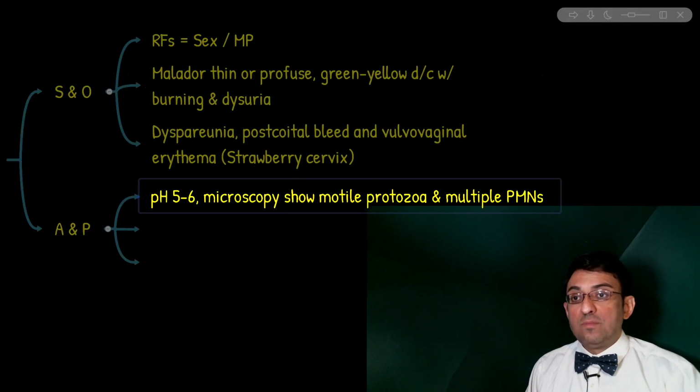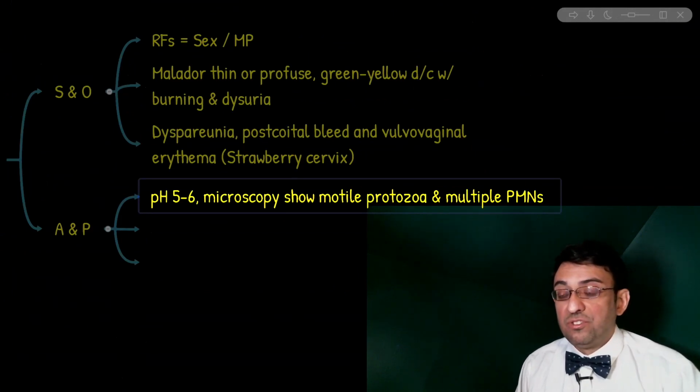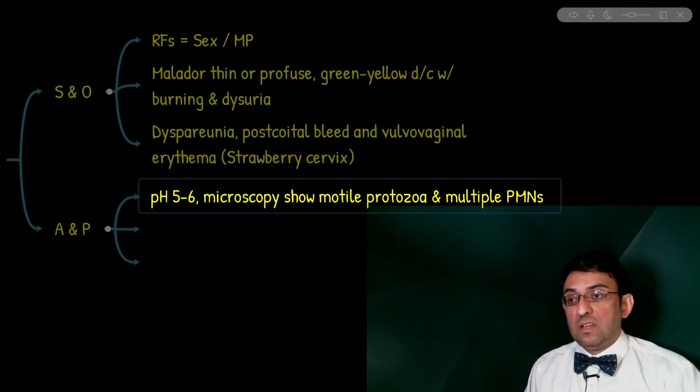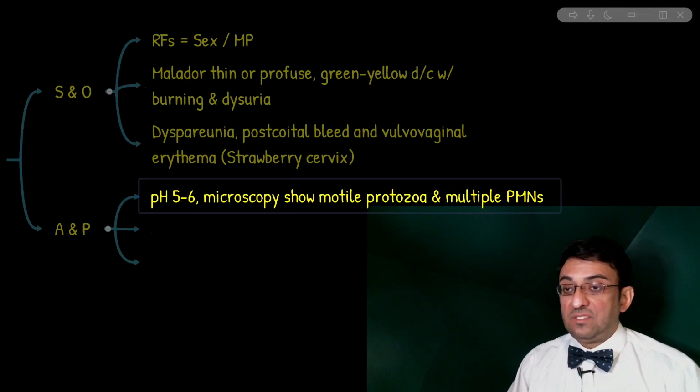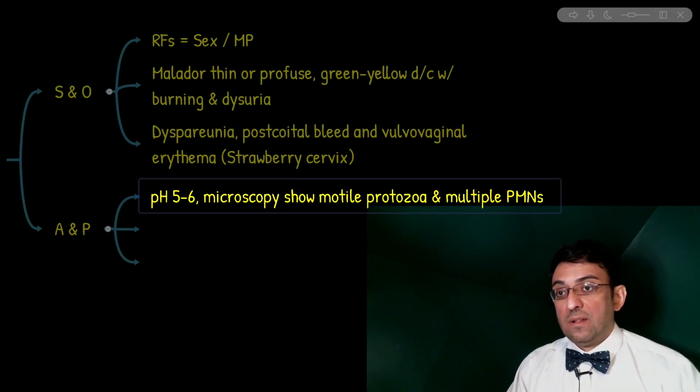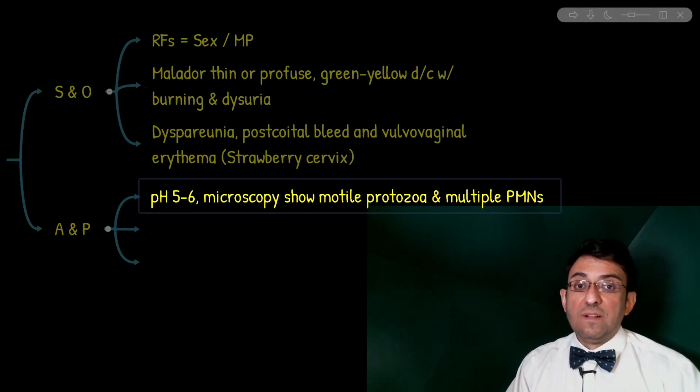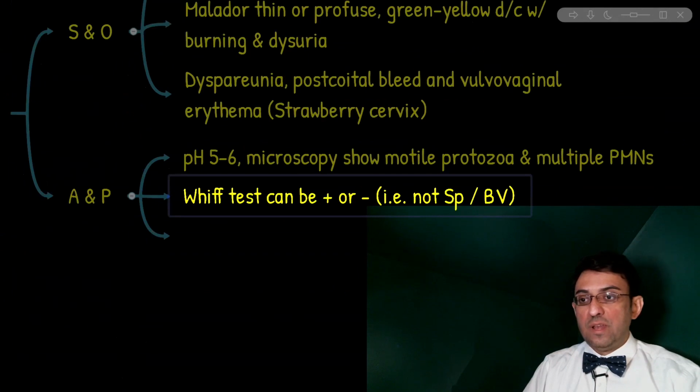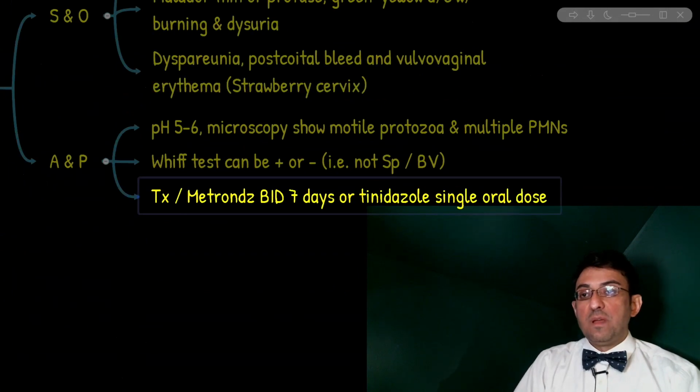What do we see in wet mount saline microscopy? We see motile flagellated protozoans. Remember I mentioned the polymorphonuclear to epithelial cell ratio is still less than 1 in bacterial vaginosis. Now, what is that value in Trichomonas vaginalis? We have multiple polymorphonuclears. The whiff test could be positive or negative, so remember a whiff test is not specific for bacterial vaginosis.